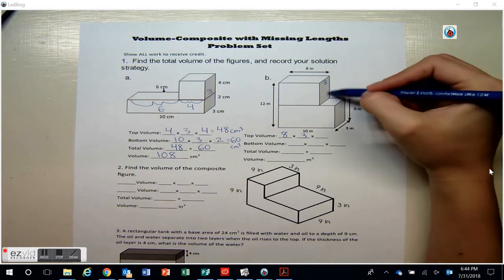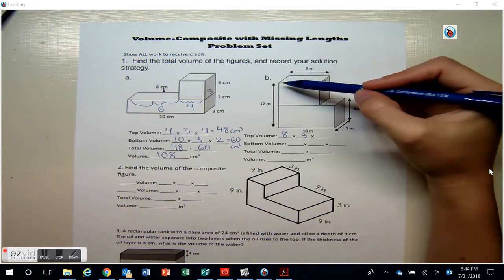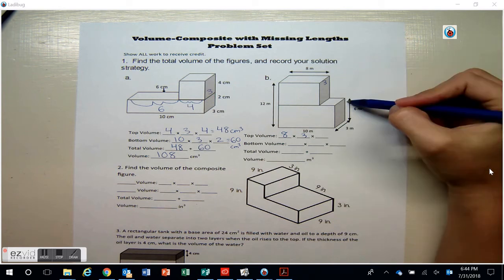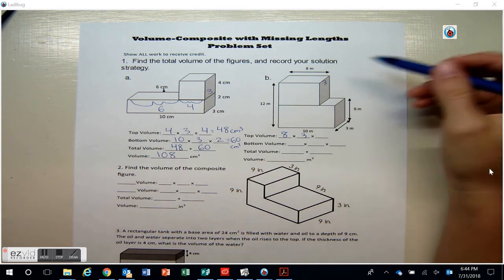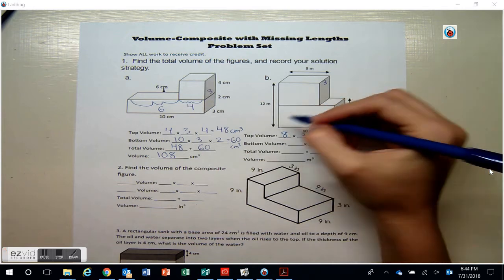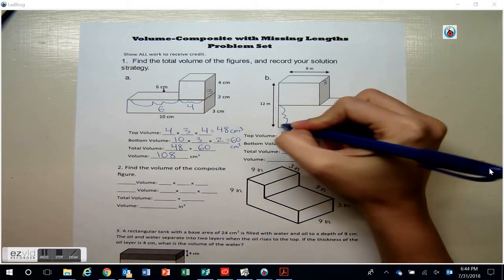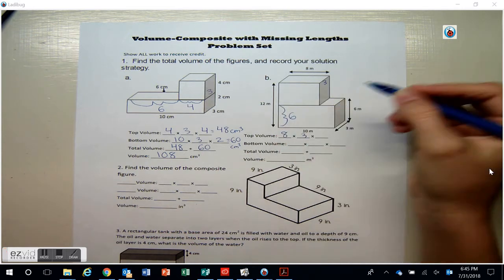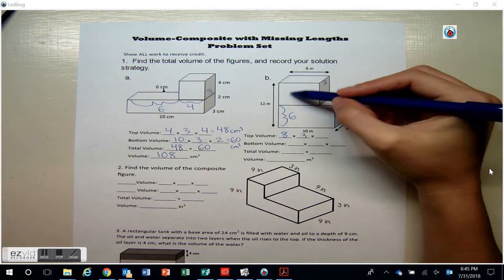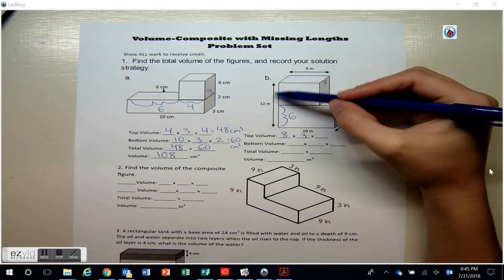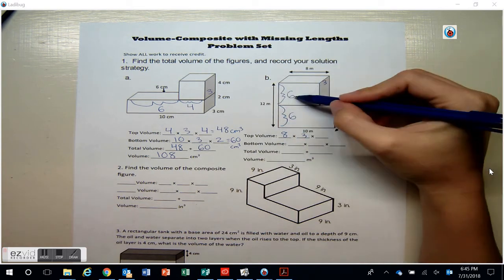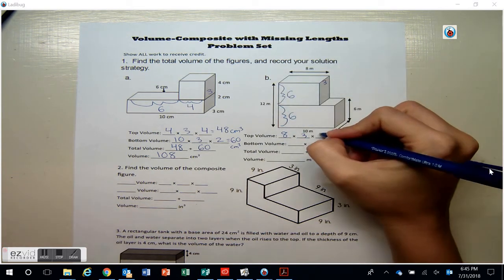My height, they didn't give me either. They gave me the height of the two shapes put together. They gave me the height of the bottom shape. I need to use that to find the height of the top shape. Well, if that is 12, and this here is 6, the height of that bottom shape, then I need to look at my top one. If this is 12, this is 6, this must be 6 because 6 plus 6 gives me 12.